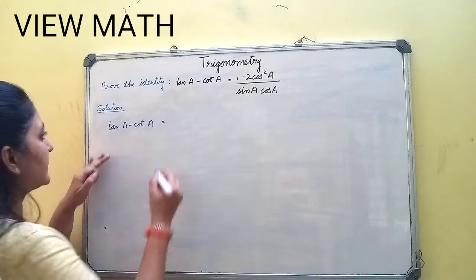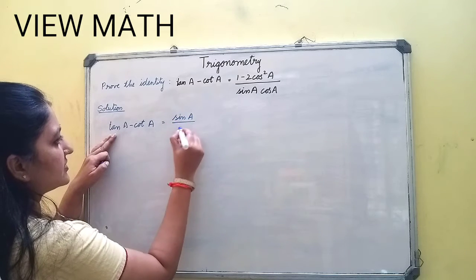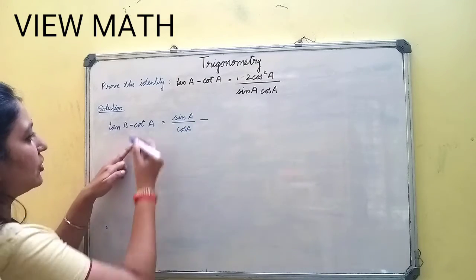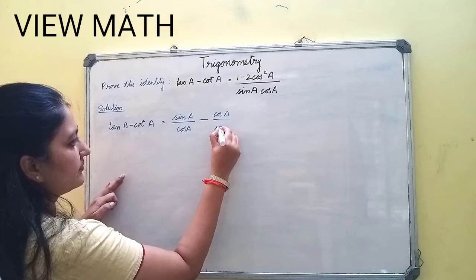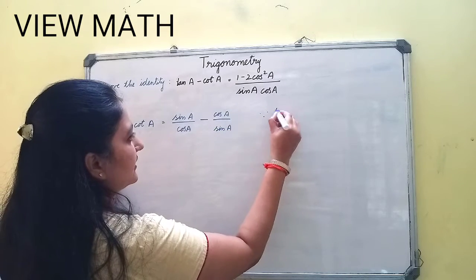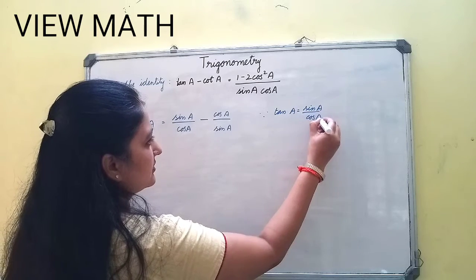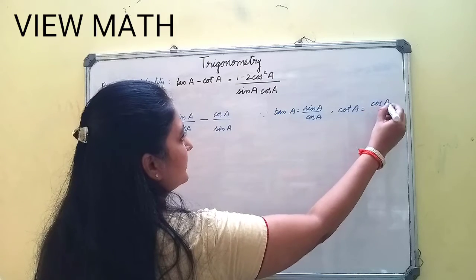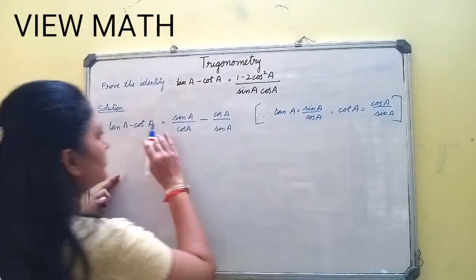Now this I can write it as tan A, you can write it as sin A by cos A. Now minus, I'm putting the minus sign, cot A, you can write it as cos A by sin A. Since tan A is equal to sin A by cos A and cot A is equal to cos A by sin A, this is the reason you are changing it.